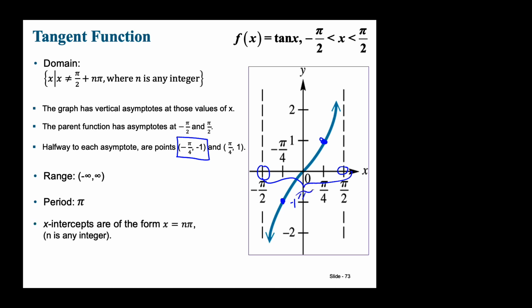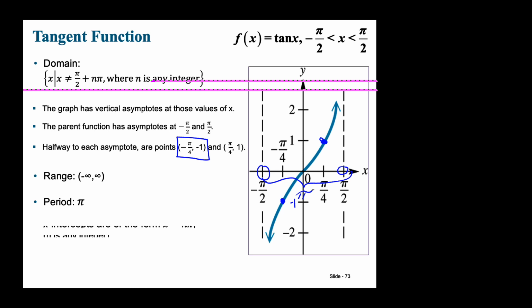The x-intercepts are of the form x equals n times pi, n is an integer still. So we can see the x-intercept, the one that we're looking at right here, is 0. That x-intercept would be an integer 0 times pi, so that particular x-intercept is at 0. And you can find each of those by using all integers times pi.